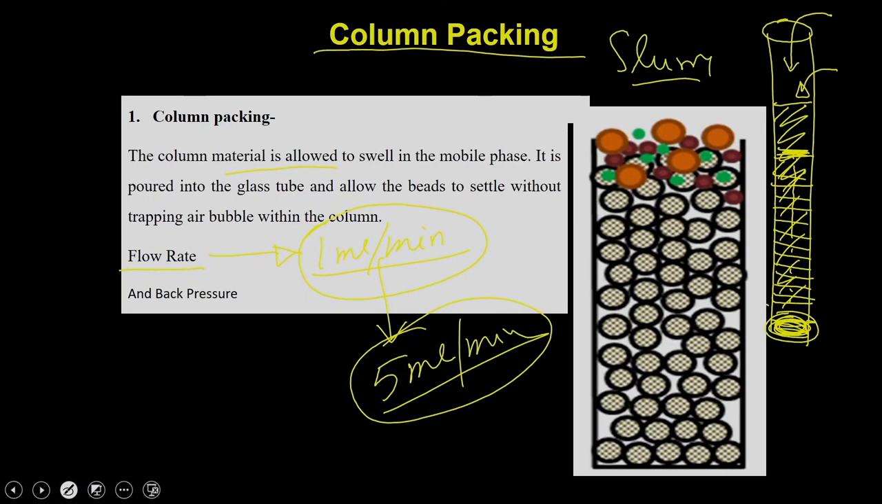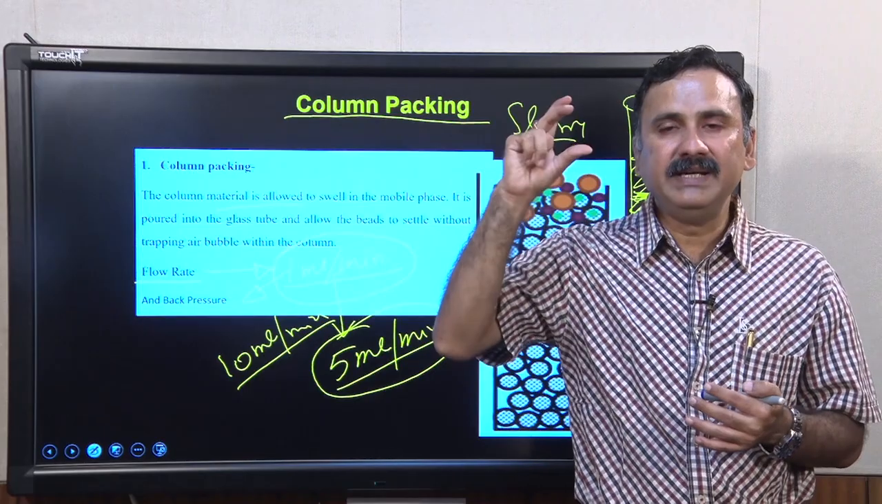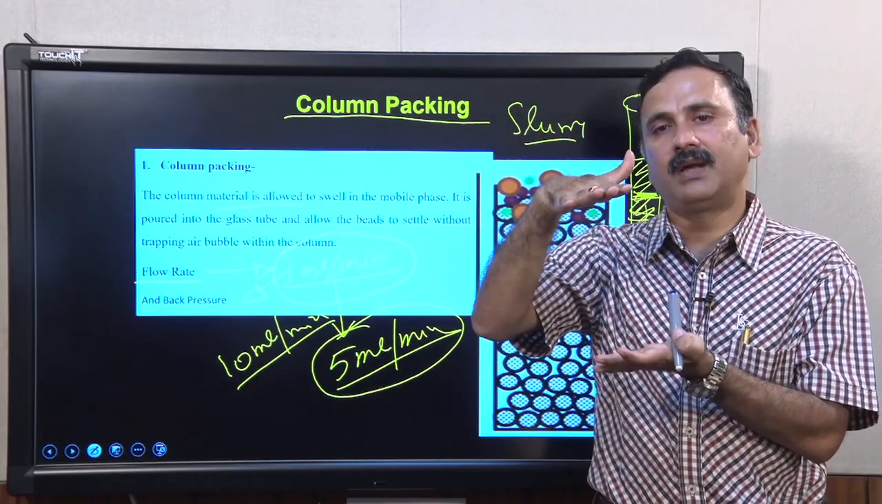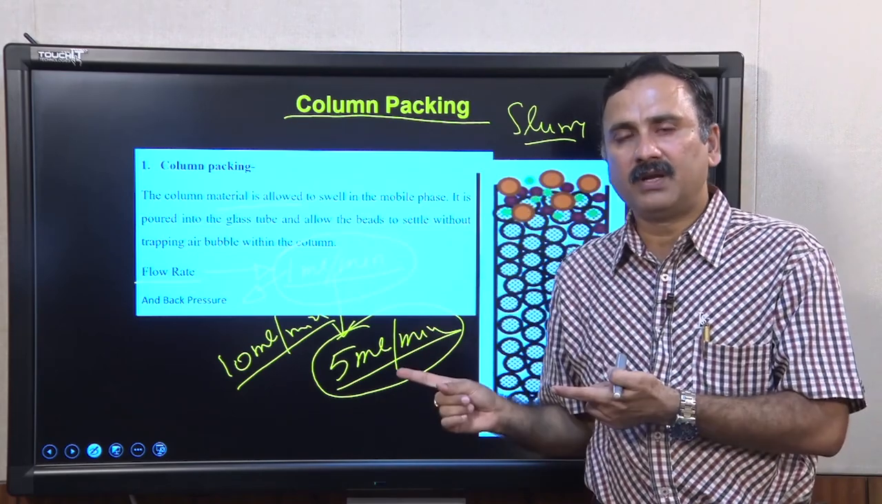For example, if I start running this column at 10 ml per minute, when it is recommended to run it at 1 ml per minute, this means you are applying a lot of pressure onto this column. So what will happen? The column is of 25 ml. As soon as you apply a lot of pressure, this column will turn into 22.5 ml, which means 2.5 ml of beads are going to be compressed.